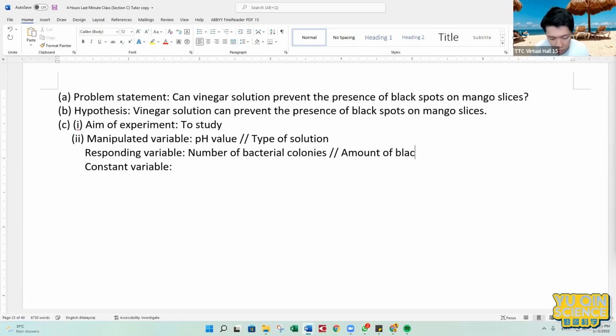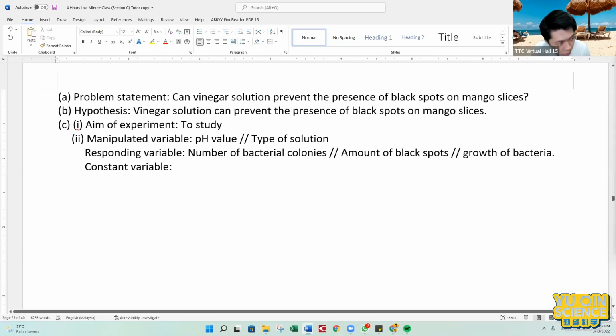Of black spots. But you also know that there are 2 types of responding. The first is what your eyes can see. The second is the real theory behind. The real reason behind the black spot is growth of bacteria.